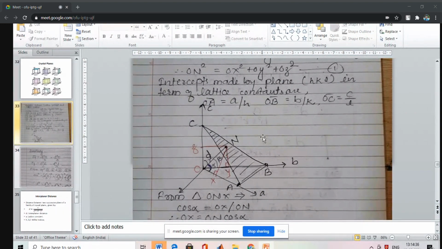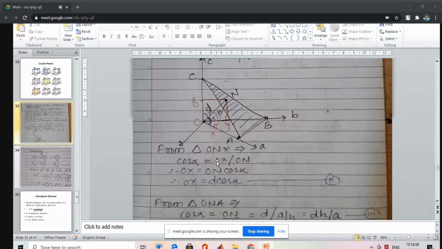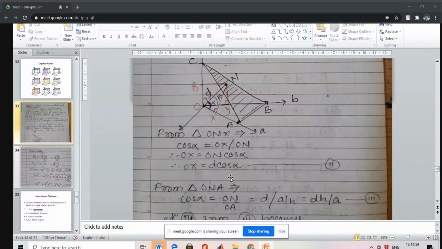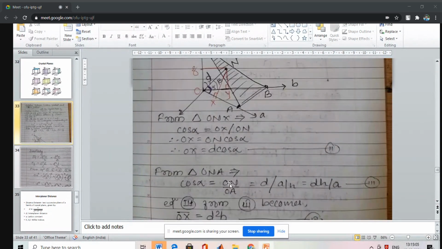So from the triangle, first we have calculated OX. It is from triangle ONX, and cos alpha is equal to OX by ON by geometry of the diagram. So OX is ON cos alpha, ON is d, so d cos alpha, and again we have calculated cos alpha from the triangle ONA, and this comes ON upon OA.